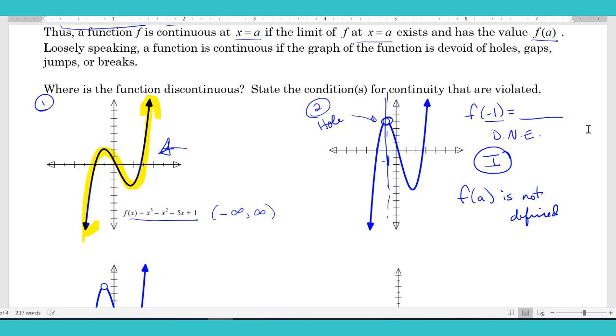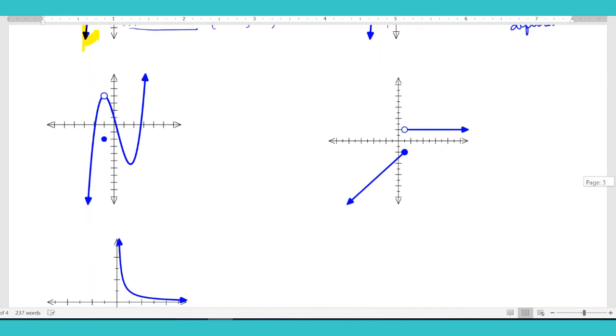So let's look at the next graph. It looks just like the third one. We have that hole there. Ooh, but we also have a point. So going through the same conditions, we're going to look at f of -1. Is it defined? Is there a point? Yes, there is. It has a y value of -2. So the first condition is satisfied.